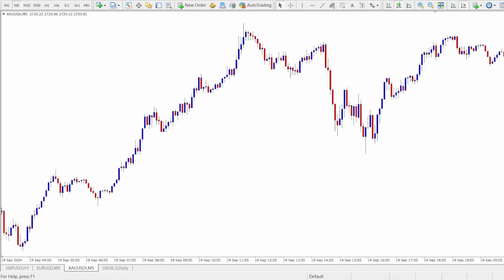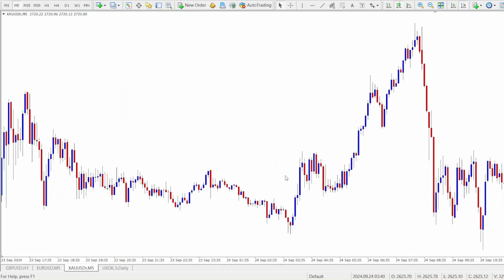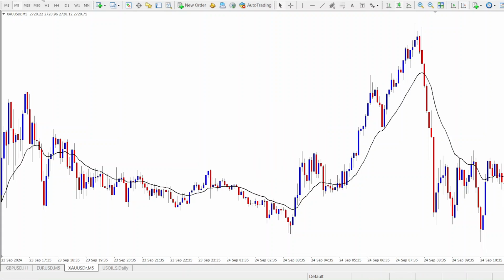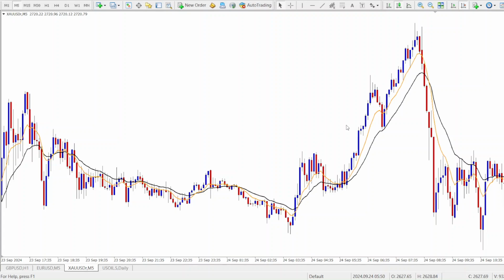We're going to be working on the 5 minutes time frame. Remember, this is a 5-minute scalping strategy. And then we are going to be using the 9 and 20 EMAs. The 9 EMA and the 20 EMA we're going to be using for this strategy, right?